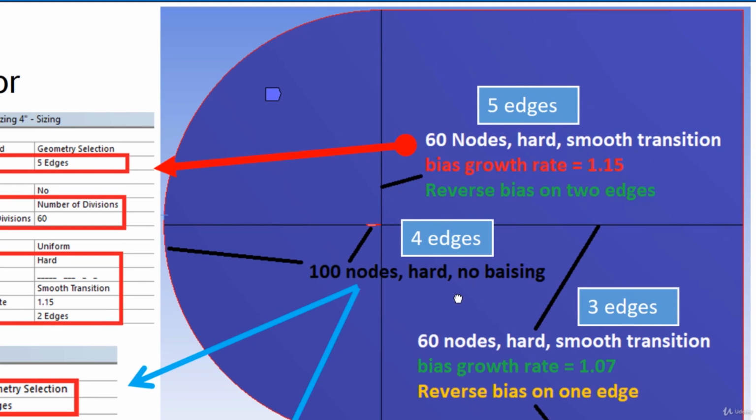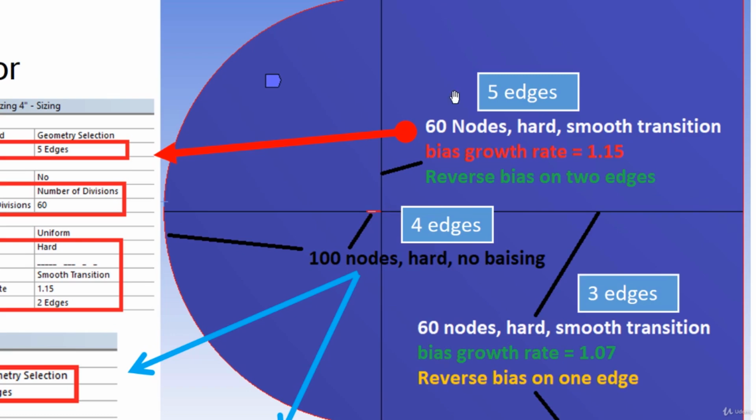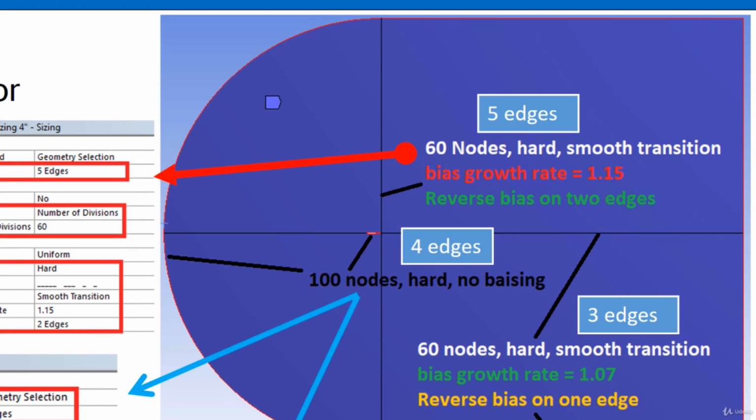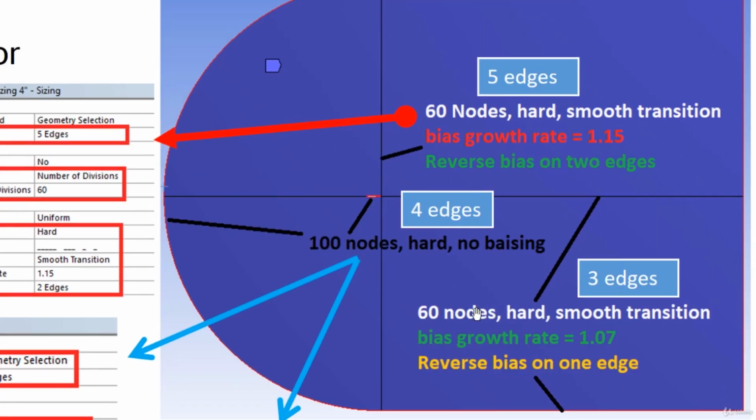And then in the third category, we have the sizing on the three edges which are on the downstream of the airfoil, these three parallel edges, 1, 2, and 3. Here the number of nodes is 60, but the bias growth rate is 1.01, and the reverse bias on one edge, because again it's not matching the biasing on the two edges.